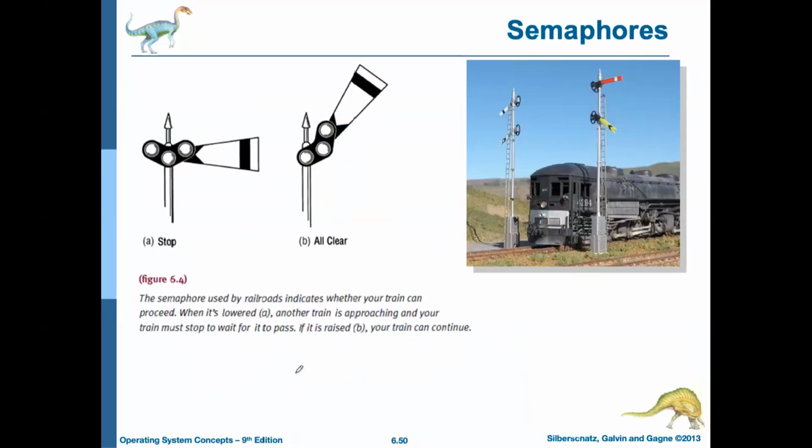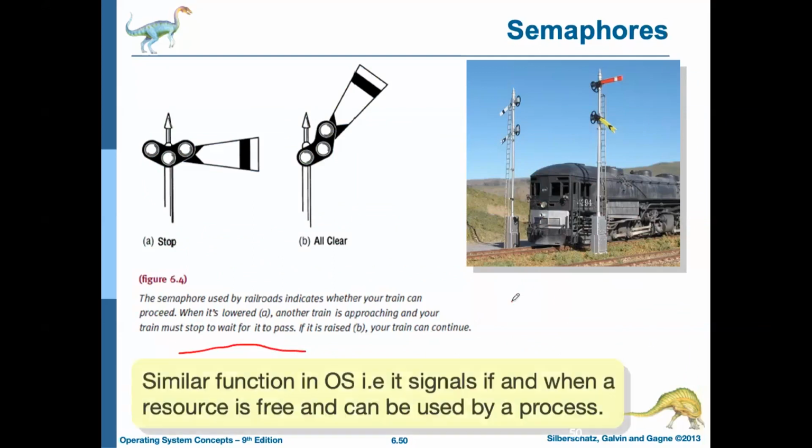So this one also presents the analogy, the concept of semaphore that I am trying to use. Similar function in the OS. For example, it signals if and when a process is free. Not just entering straight away, it gives a signal first, and after that they will indicate that the function is ready, can be used by a process.